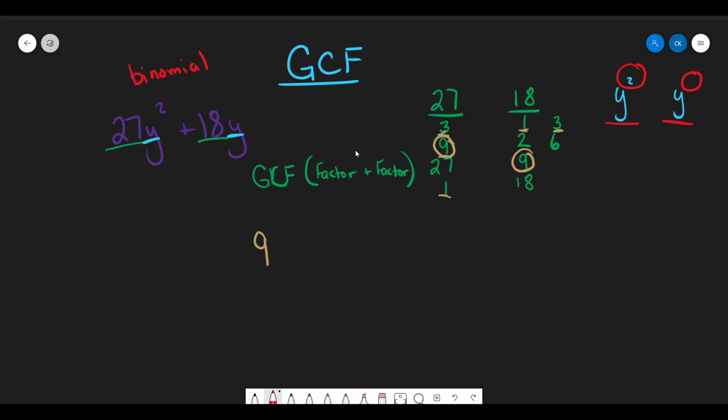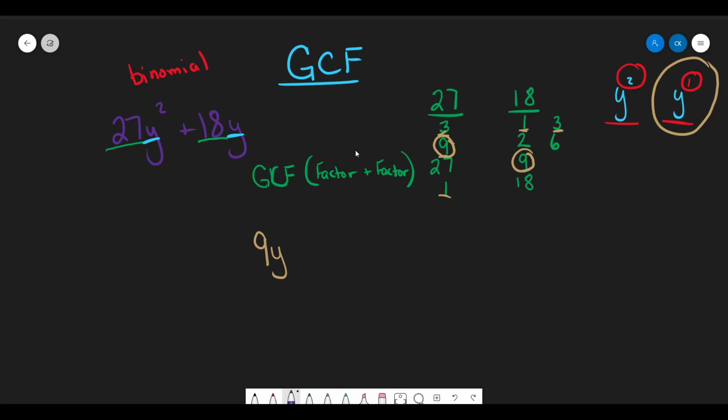This has an exponent of 2. This has an exponent of 1. So the smallest exponent is y to the first. This is what we are going to put in the GCF. We would put y to the first, or just y, as my GCF. That's how we get the GCF.